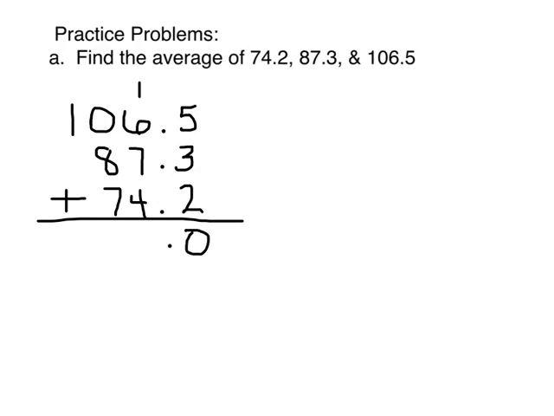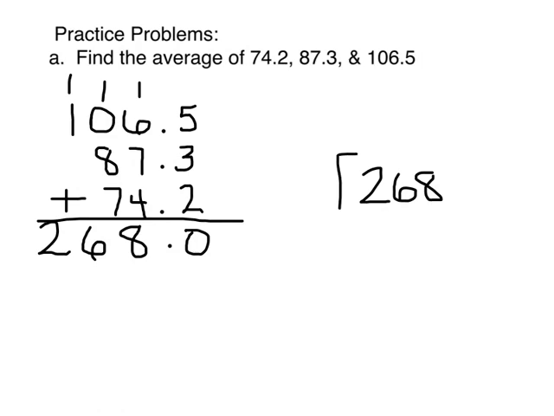Carry that 1. 1 and 6 is 7. 7 and 7 are 14 plus 4 is 18. Carry that 1. I know that 87 is 15, so 1 more would be 16. That's not my average, that is just the sum of the three numbers. So I have to take the sum of the three, divide by how many numbers there are, which is 3, then I can find my average.